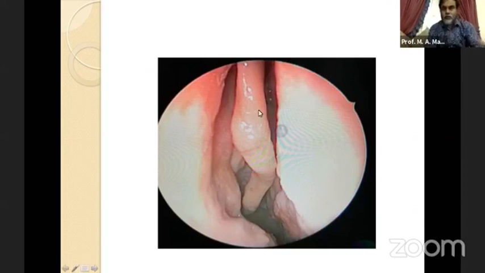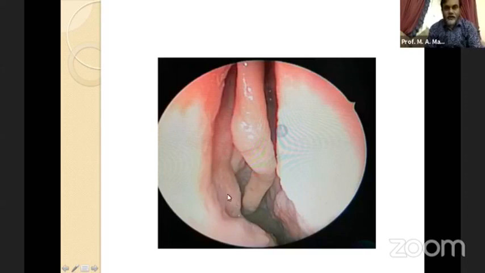Hello. So this is when I pass the endoscope into the nasal cavity, we see the lateral wall like this. This is the nasal septum. This is the inferior turbinate, and this is the middle turbinate. We usually deflect or displace the middle turbinate, pushing it medially, to see the middle meatus.